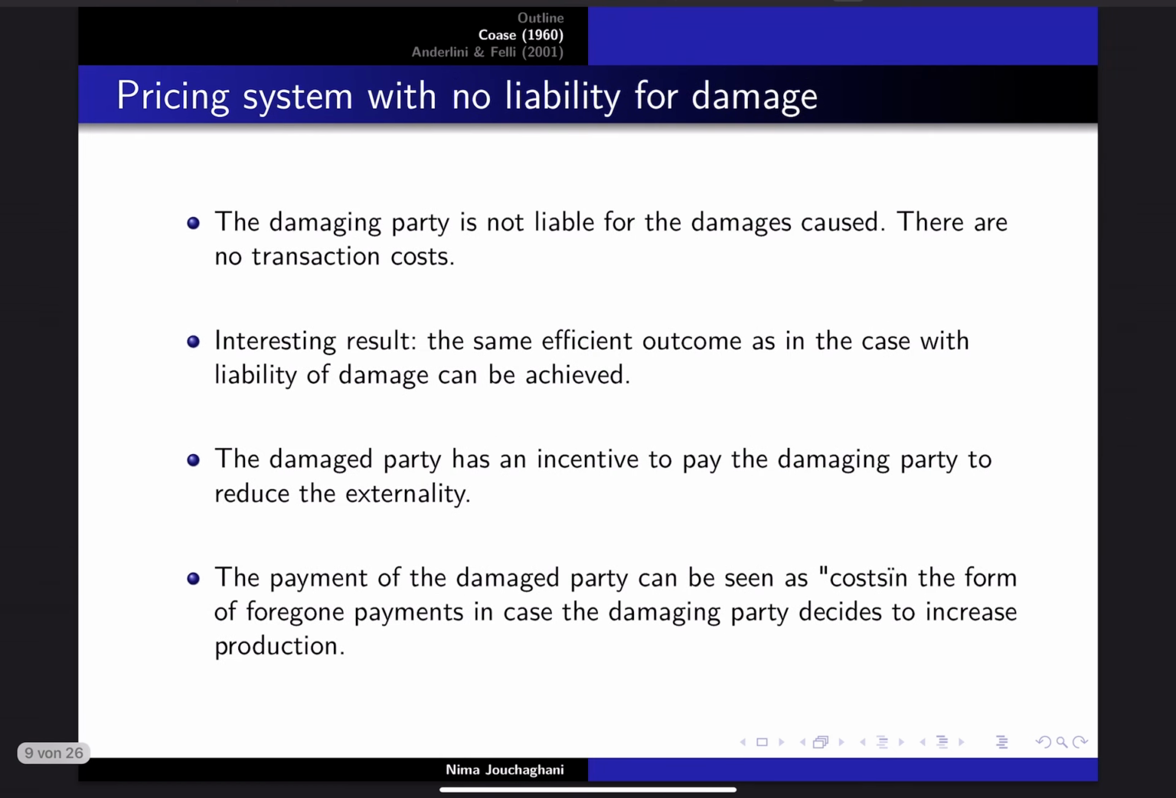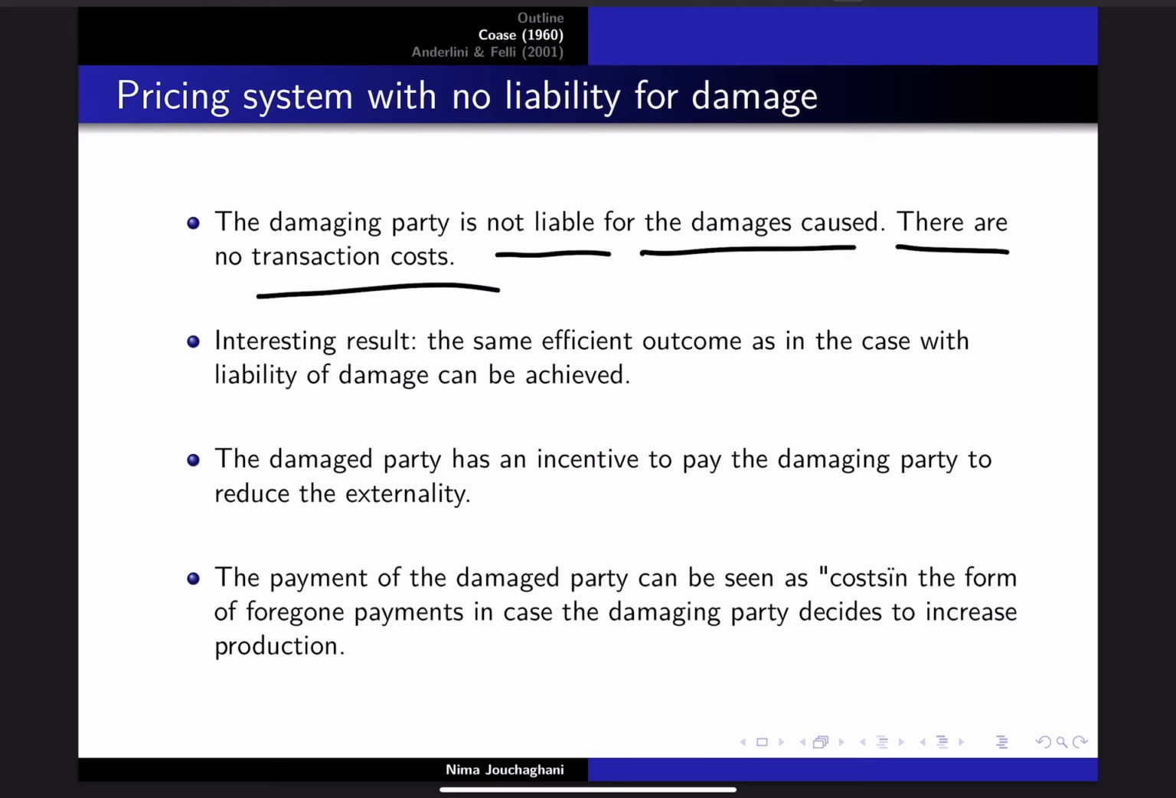Now, let's come to a pricing system with no liability for damage. So in this case, the damaging party is not liable for the damage which is caused. Okay, so the steel producer does not have to pay the fishery. In addition, again, there are no transaction costs. And the interesting result here, so that's part of the Coase theorem, is that the same efficient outcome as in the case with liability of damage can be achieved.